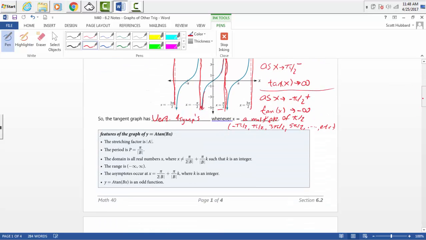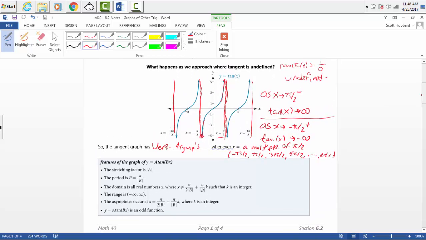And so that's why these graphs look different than sine and cosine. They have a smaller period. The period here is negative pi over 2 to pi over 2, so it's only a period of pi.